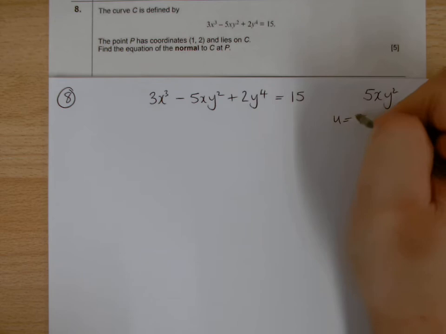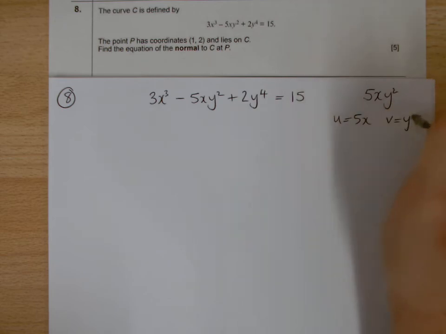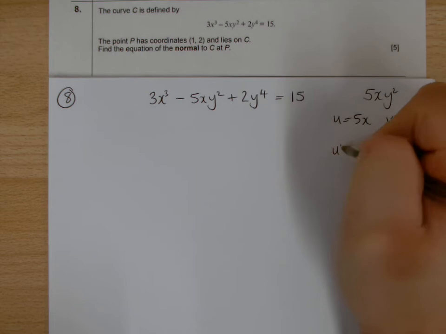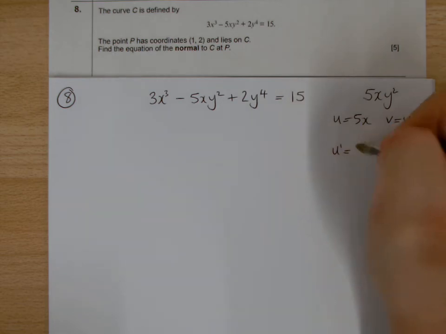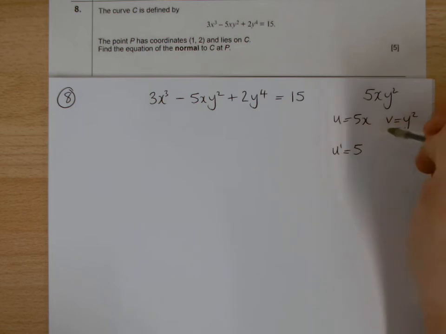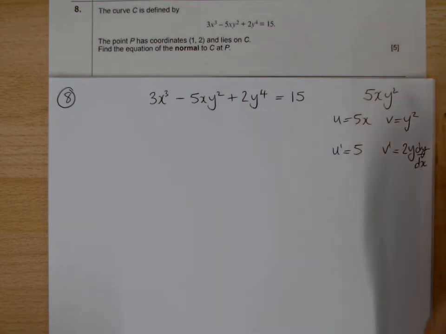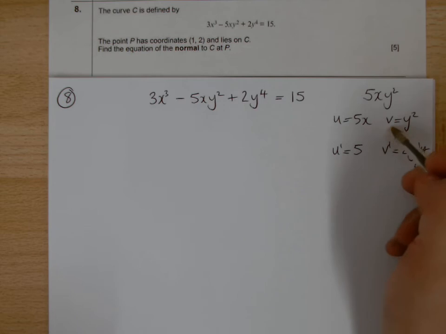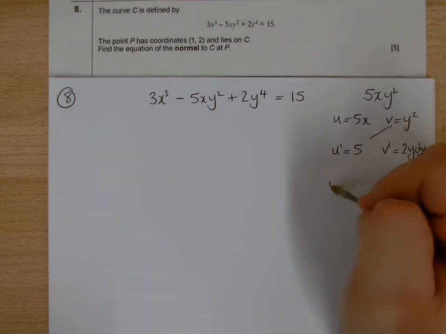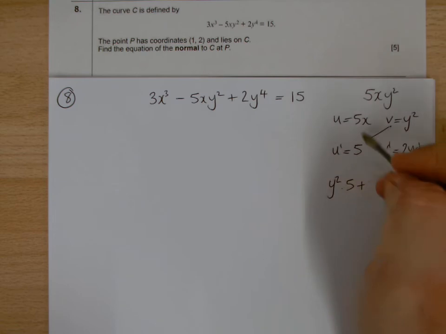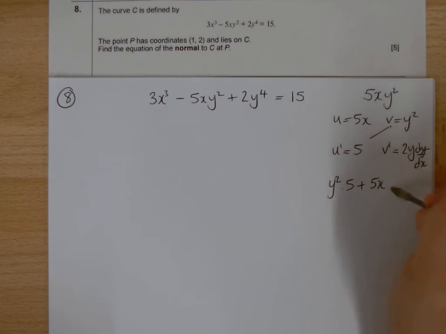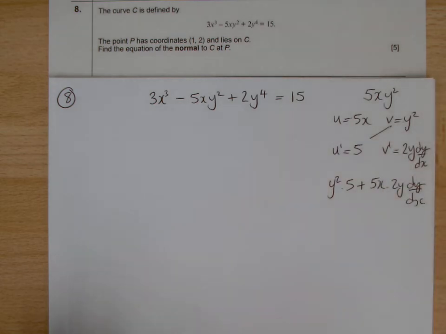So u will equal 5x, v will equal y squared. So du/dx, u dash, will be 5, okay. We differentiate that, and dv/dx, v dash, will be 2y dy/dx. Okay, so then the product rule gives v du/dx, so y squared times 5, plus u times dv/dx, which is 2y dy/dx. Okay, so there's a bit to tidy up there, but we'll sort that out in a minute.